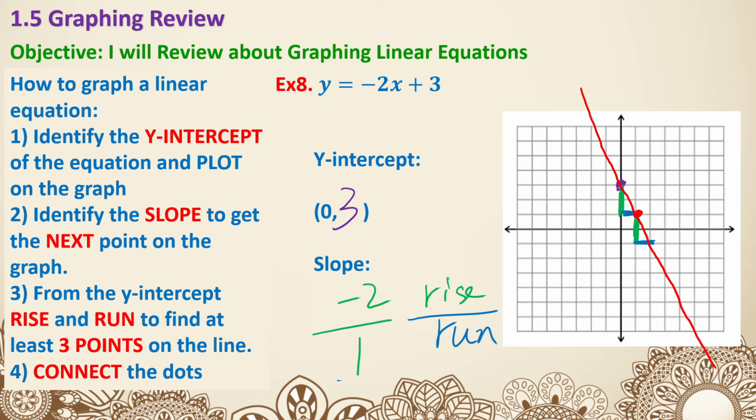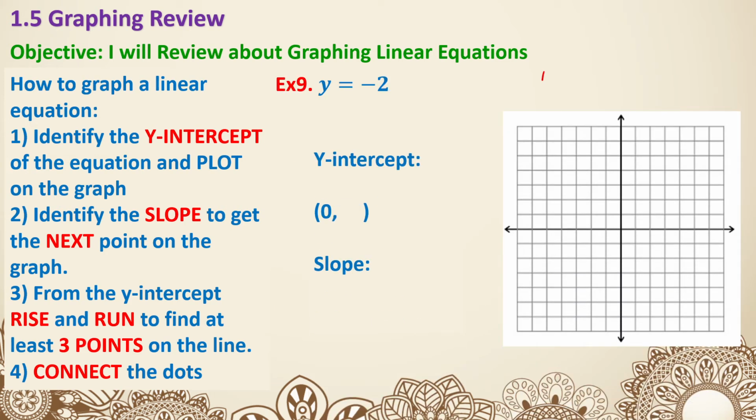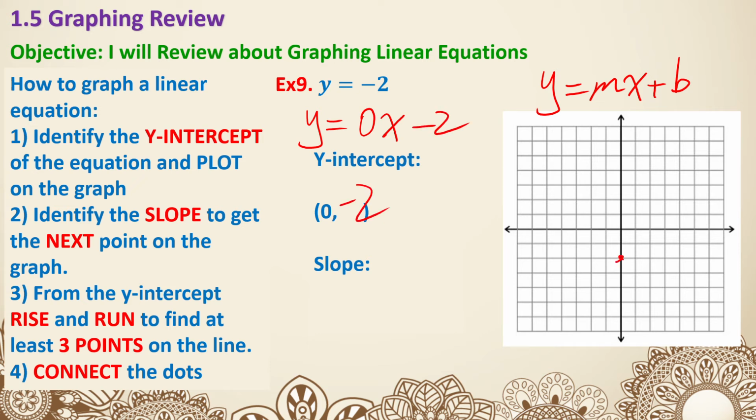That's basically how it is. That's example 8. Example 9. For that one, the slope-intercept form is y equals mx plus b. I don't even see any x. That means that could just be 0x minus 2. So our intercept is -2. Our slope is 0. You can put it as 0 over 1.